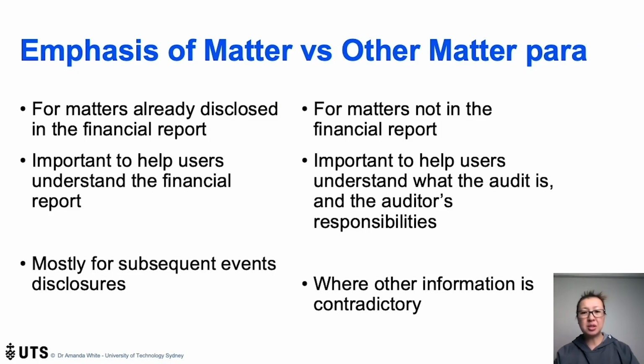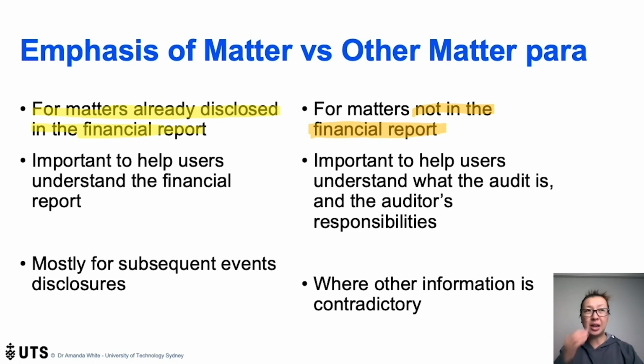So the difference is that the emphasis of matter is for matters already disclosed in the financial report. If management are already disclosing something and we're saying, hey, management said this, but we want to remind you, that goes in the emphasis of matter. If it's something important but not reported in the financial report because it's not required under the AASBs, then we add it into the other matter paragraph.